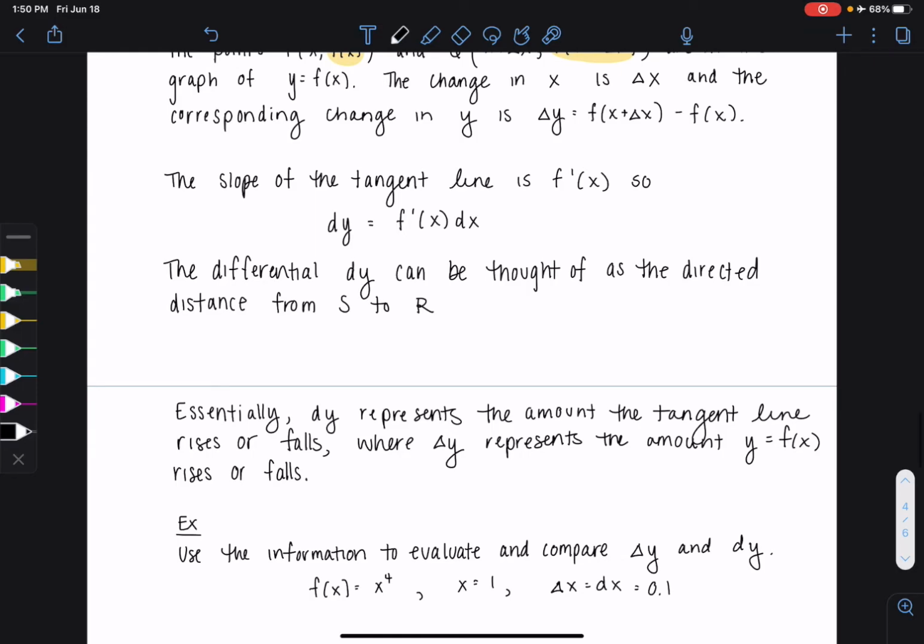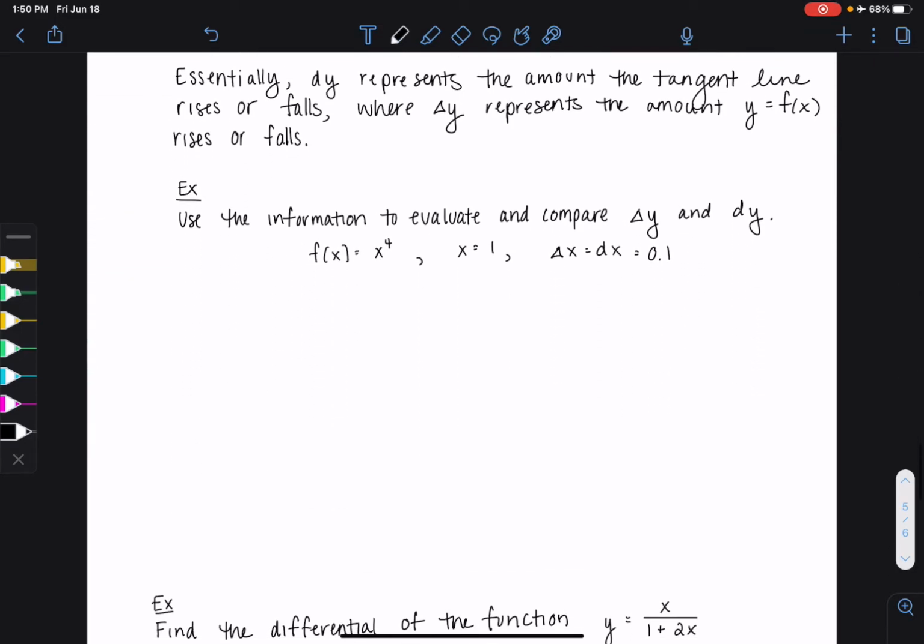So we're going to try a few examples of this to see that the true change in y is going to be close to our differential. We're going to start by using the information to evaluate and compare the real changes in y and this quantity dy. The function we're using is x to the fourth. We're looking at x equals 1. And the change in x we're going to consider is positive 0.1.